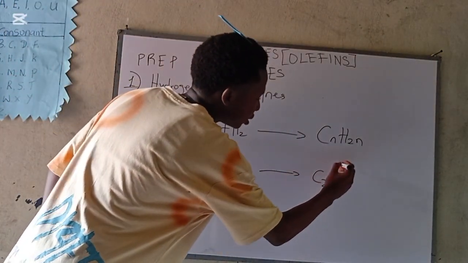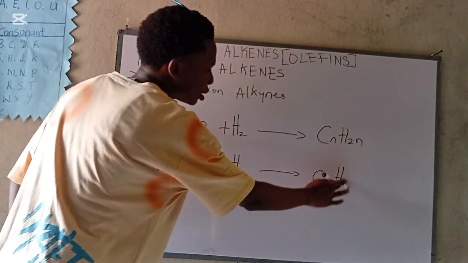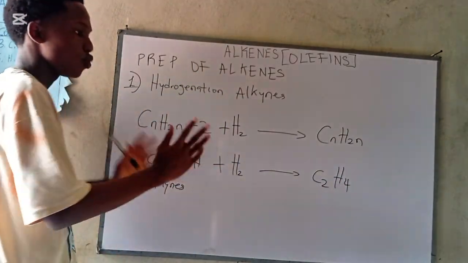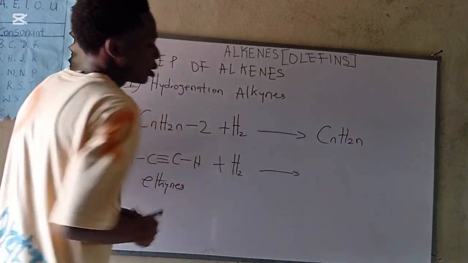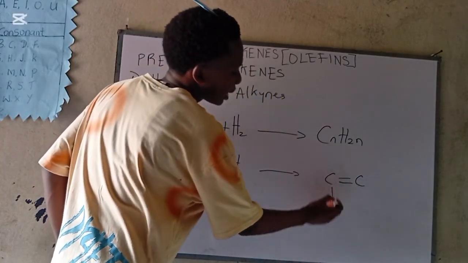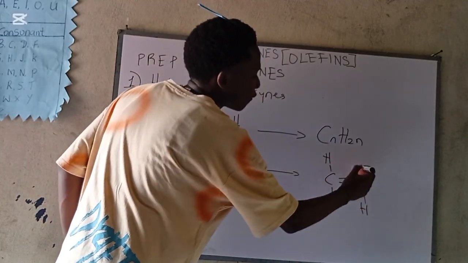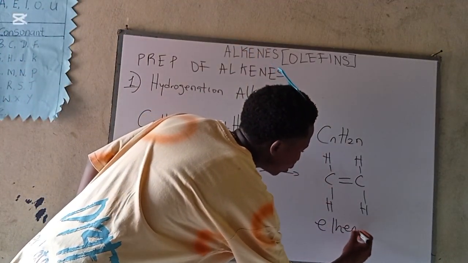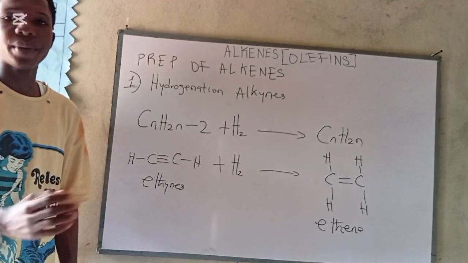Our C2H4. But I want to write it in a structural form so that we'll make sure we're getting the whole gist here. Okay, let's write it in a structural form. We have to put our double bond as usual, then balance our hydrogen. So what I wrote before, C2H4, is also this, 4 hydrogen and 2 carbon. So this is called ethene. So it's as easy as this. This is the first preparation of alkenes. So now let's move on to the second preparation of alkenes.